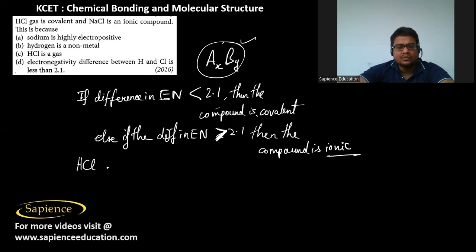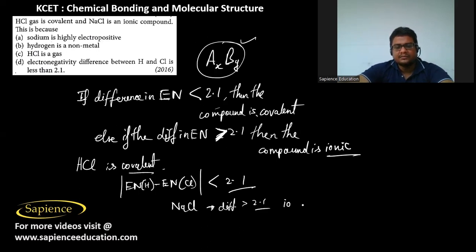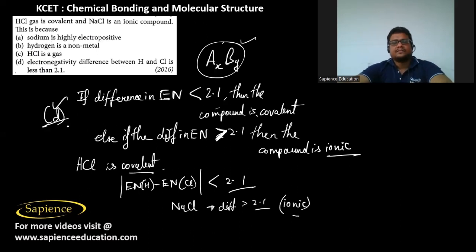Now HCl is covalent since why? The difference in the electronegativity of hydrogen and the electronegativity of chlorine is less than 2.1. So it is a covalent compound. But for NaCl, the difference in the electronegativity of sodium and chlorine is more than 2.1. So it is an ionic compound. So option D is the correct answer.